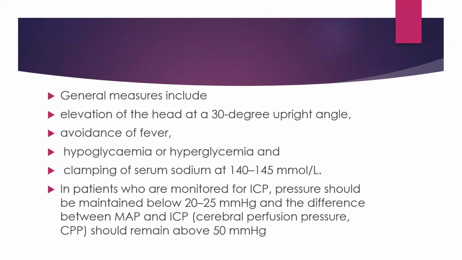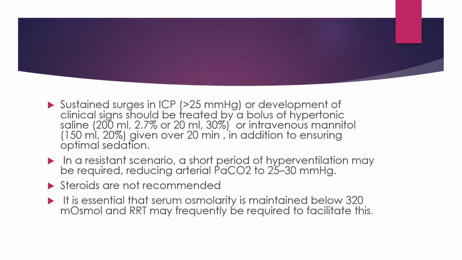The difference between the MAP and the ICP should remain above 15 mmHg. Sustained surges in the ICP, that is more than 25 mmHg, and development of the clinical signs should be treated by bolus of hypertonic saline or intravenous mannitol given over 20 minutes in addition to ensuring optimal sedation. In a resistant scenario, a short period of hyperventilation should be required, reducing arterial PCO2 to 25 to 30.